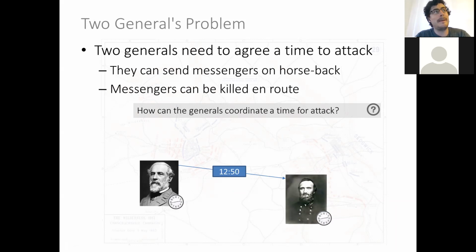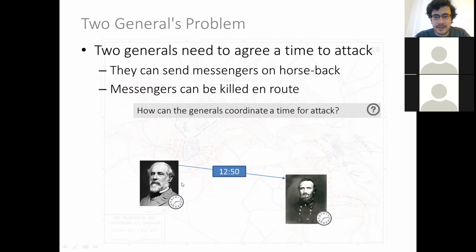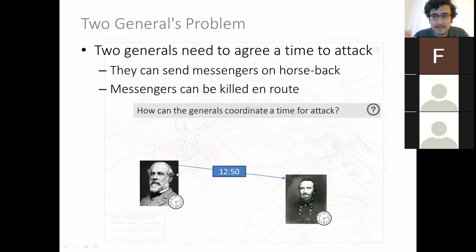But there's a problem. What's the problem? If this general sends off this messenger at 12:50, should this general attack at 12:50? If he attacks without the other general, the attack will fail, right? So the issue is that the first general doesn't know if the message is intercepted. Exactly. So that's problematic.